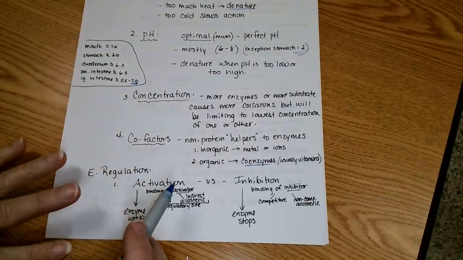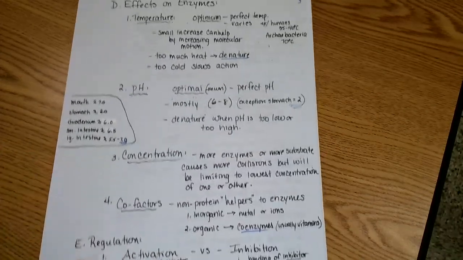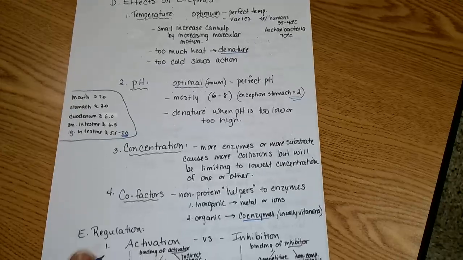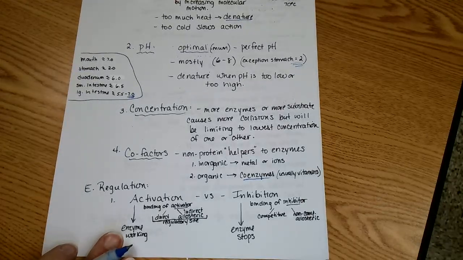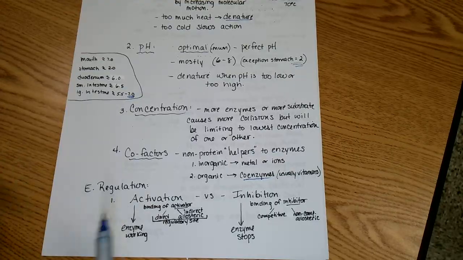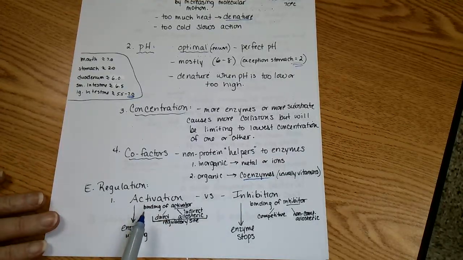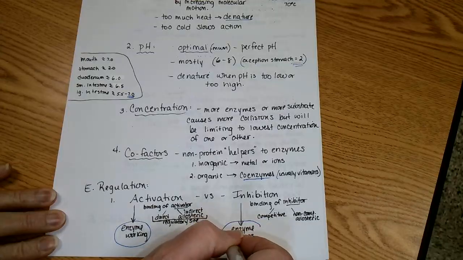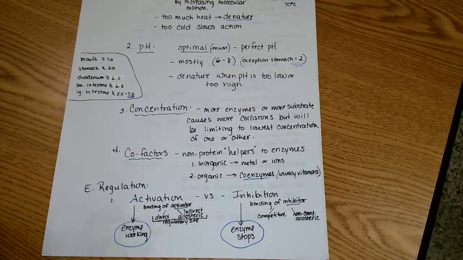And finally, regulation. Okay, so now we talked about all the effects and we're getting into regulation. And regulation is going to come in a few things we're going to say here, but we're going to start off with the first, activation and inhibition. If you just look at those words, you know activation means you're activating something, you're getting something going. And inhibition, you're stopping it from going. Okay, activation means an enzyme is working. Okay, inhibition means the enzyme has stopped.